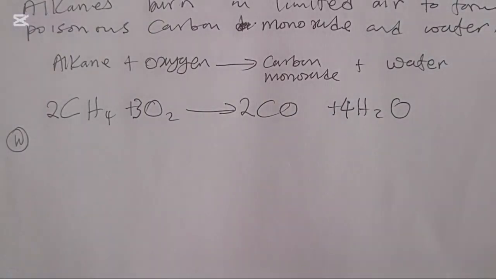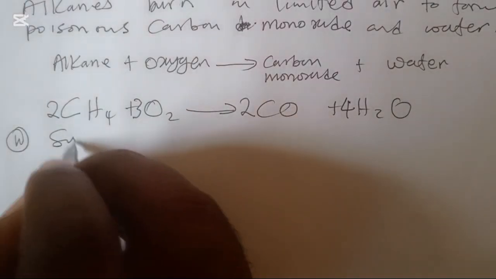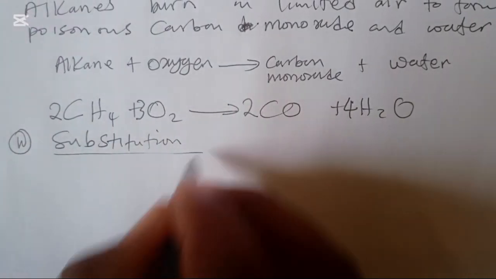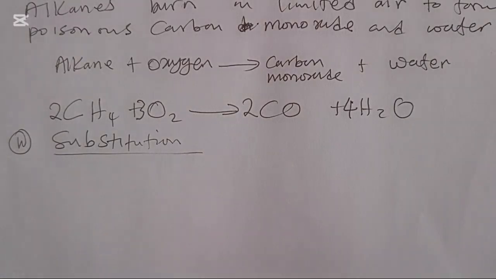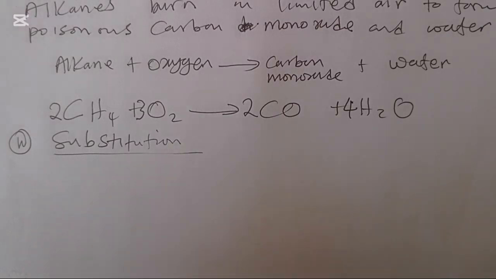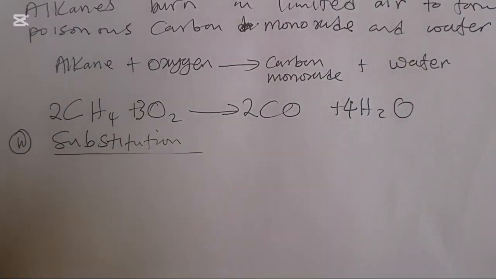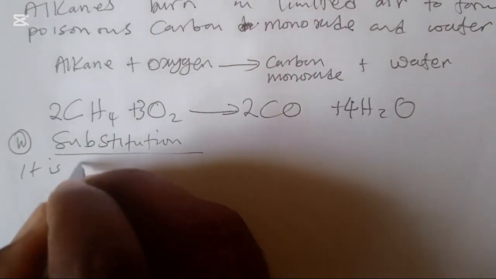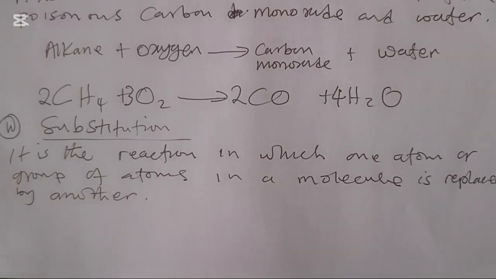Then the second reaction of alkanes, it is substitution. So remember that these alkanes, they are unreactive. So they do not undergo addition reaction. Instead, they undergo substitution reaction. So substitution, what is substitution reaction? It's a reaction in which one atom or group of atoms in a molecule is replaced by another. This is what we call substitution.